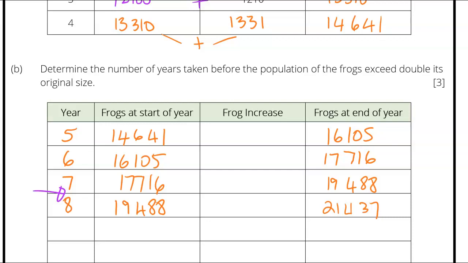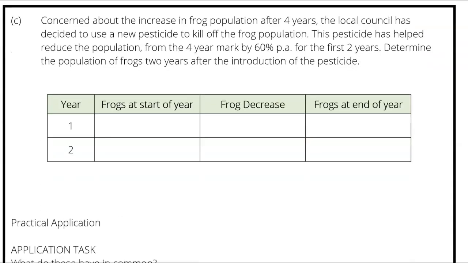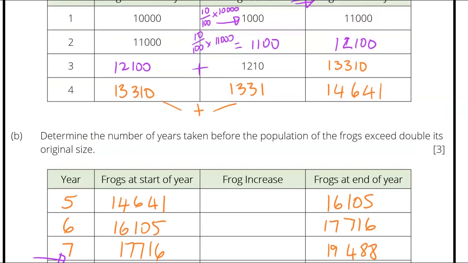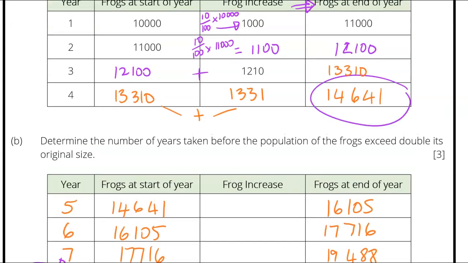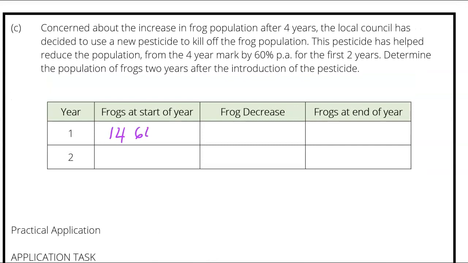Where 214, yeah, that's a 4. All right, so now at that point, 21437, concerned about the increase in frog population after 4 years, no, not at that point, this point, 14641. Let me write that down before I forget it.